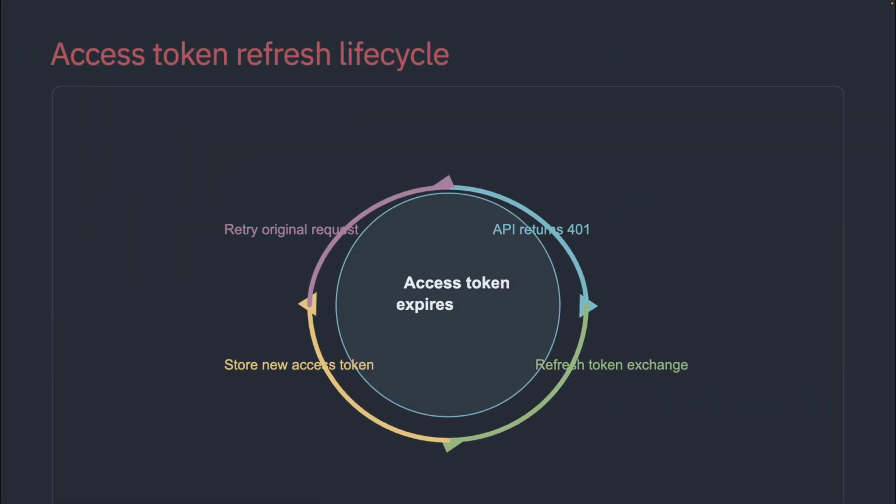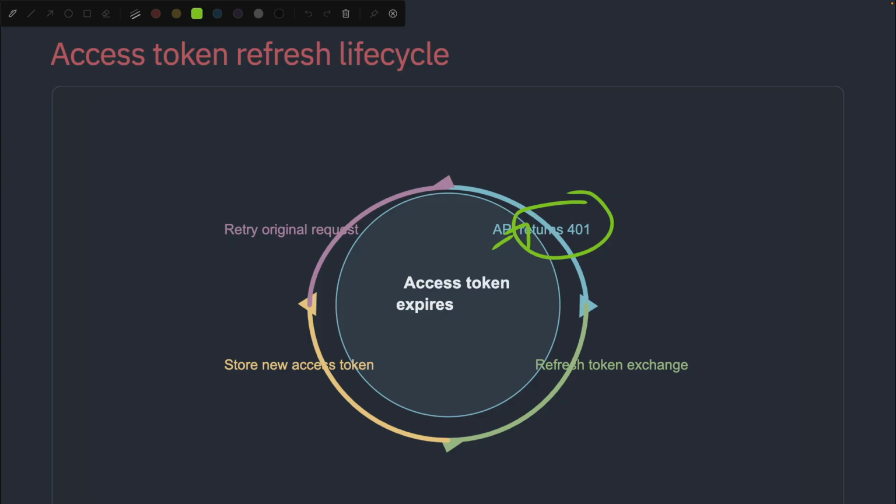So when the access token expires, what do we need to do? Well, it's not horrible. When the access token expires, the API will return a 401.